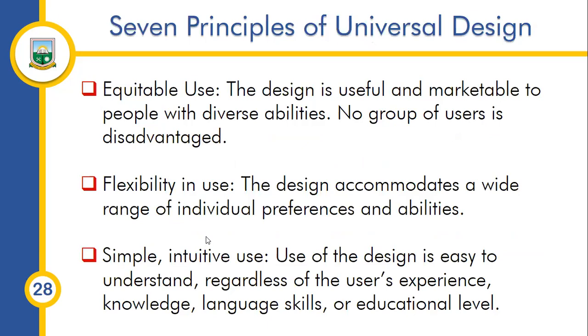So let's go through the 7 principles of the universal design approach. The first principle is equitable use. Okay, so with this one, the design is useful and marketable to people with diverse abilities. No group of users is disadvantaged. So it can be used by old people, young people, students, workers, and the illiterate. Every single person can use it.